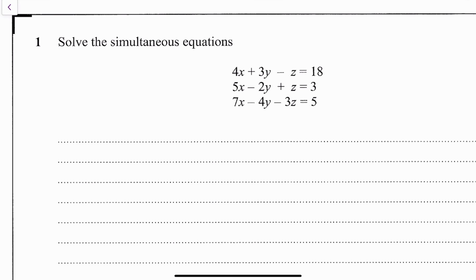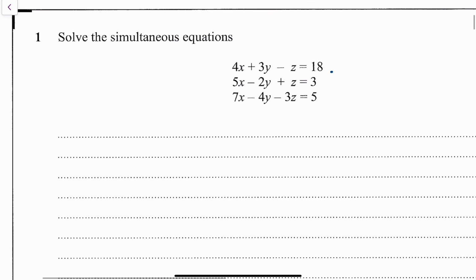So it says solve the simultaneous equations. I would just give these a name. I just call these equation 1, equation 2, equation 3. And then I like to say what I'm going to eliminate. So I have decided here to eliminate the z. So that means from two equations I need to get the same number of z's in each equation, and then I can get rid of them.